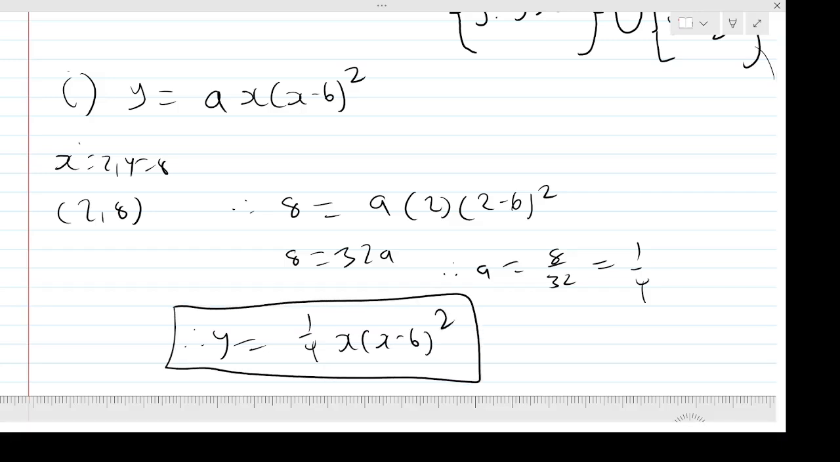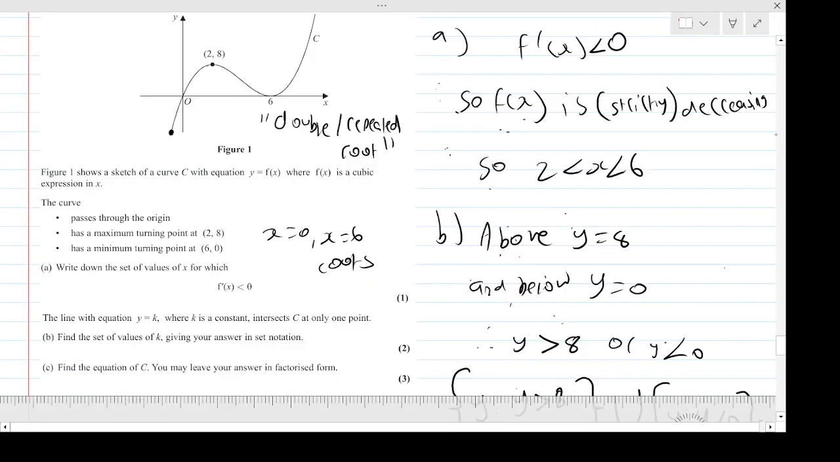Okay, and there we are. Cool. And there we are. Okay, so that's increasing and decreasing functions. And I'll see you next time.